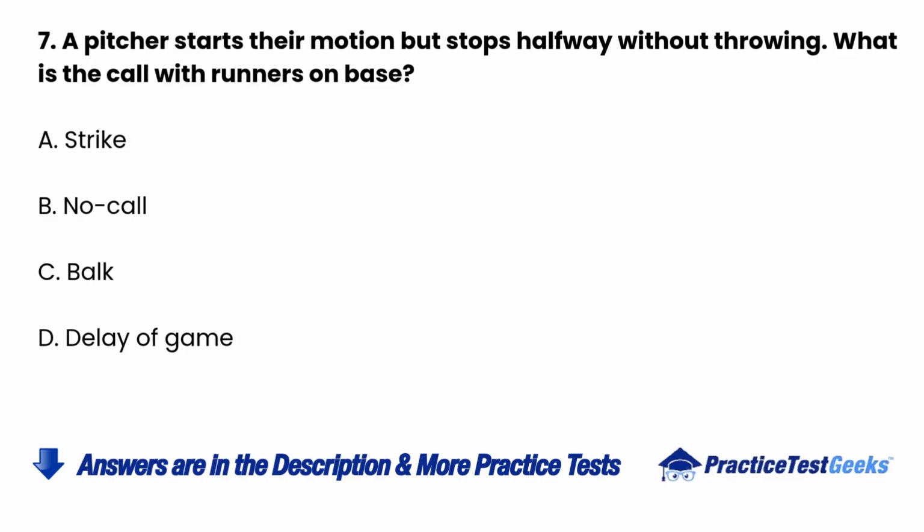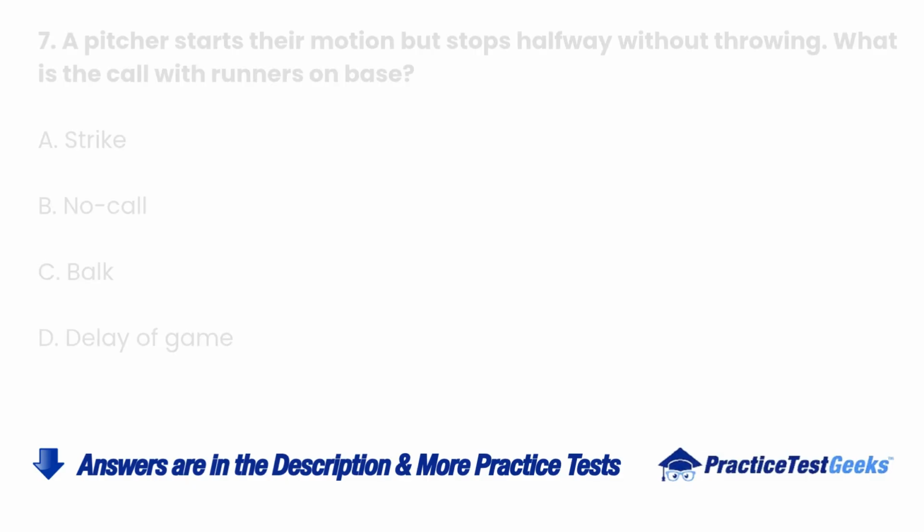7. A pitcher starts their motion but stops halfway without throwing. What is the call with runners on base? A. Strike. B. No call. C. Balk. D. Delay of game.